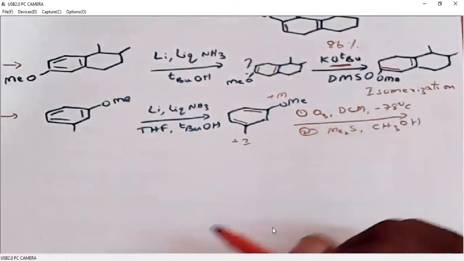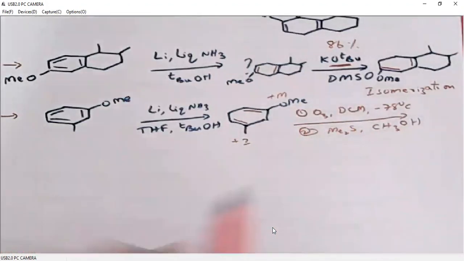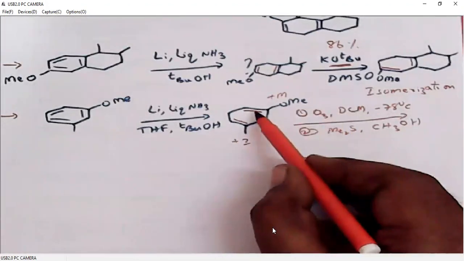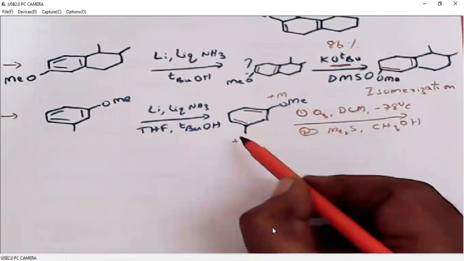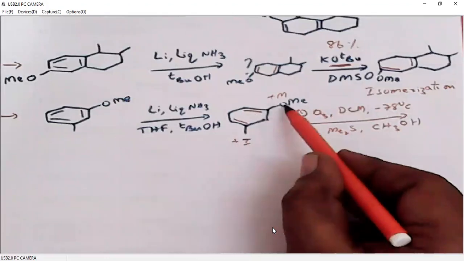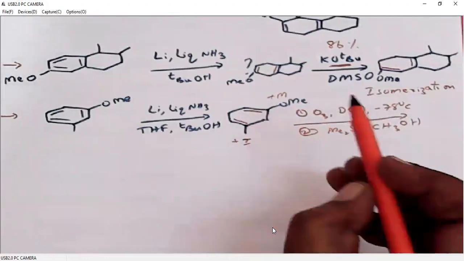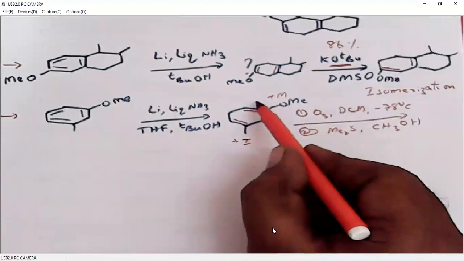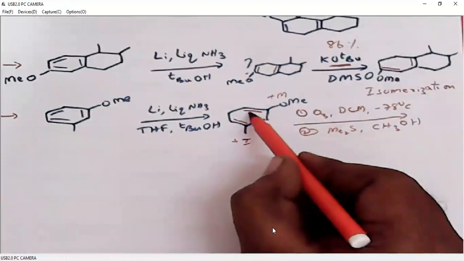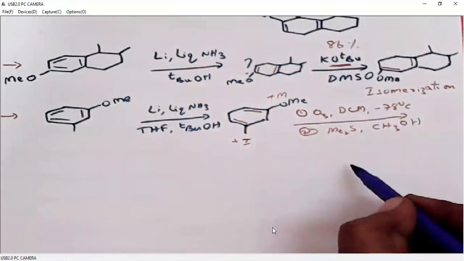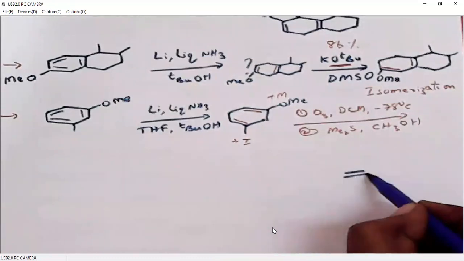Ozonolysis is an electrophilic reaction, so the ozone reacts preferentially with the more electron-rich double bond. Here it is just a plus I group, whereas OMe is a plus M group. So ozonolysis will occur here, and we will break this double bond. We will add a carbonyl on this side, carbonyl on this side. So we can rewrite the product like this.